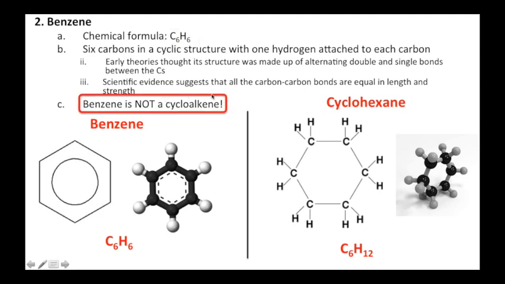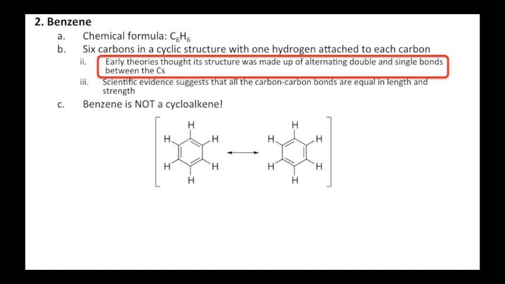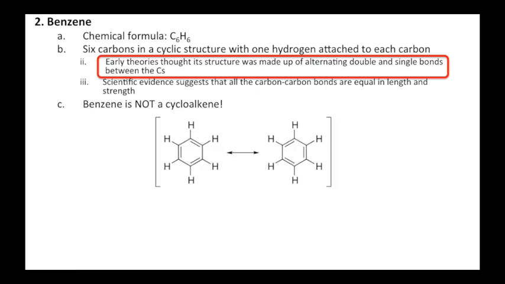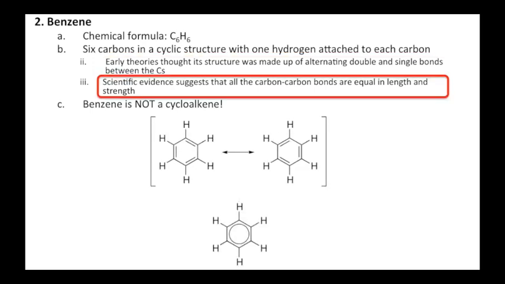Benzene is not an alkene with a double bond. We'll talk about that in just one second. Early theories thought its structure was made up of alternating double and single bonds between the C's. So single bond, double bond, single bond, double bond, single bond, double bond. Okay, so it could either look like this or like this, or I guess I could show it like this. Alright, now I'll go back here.